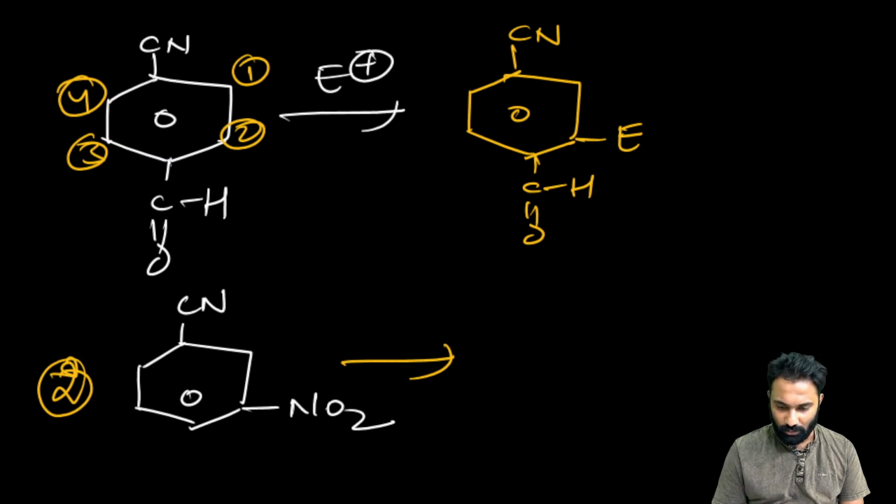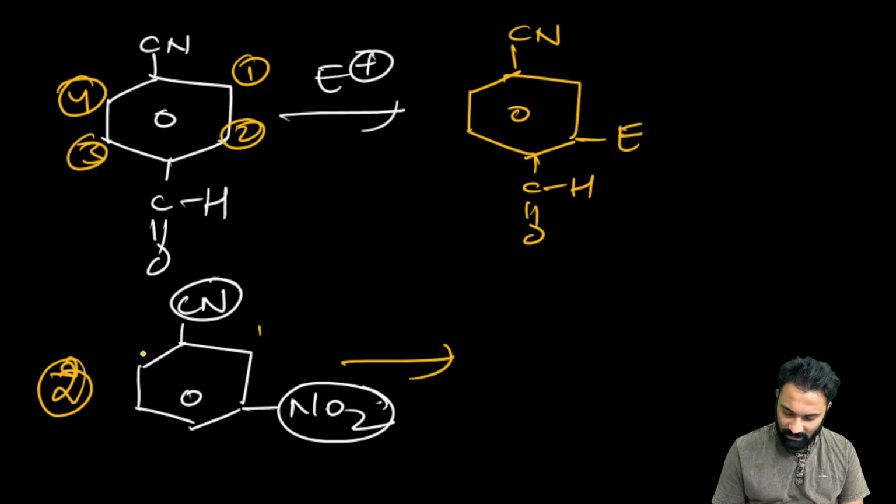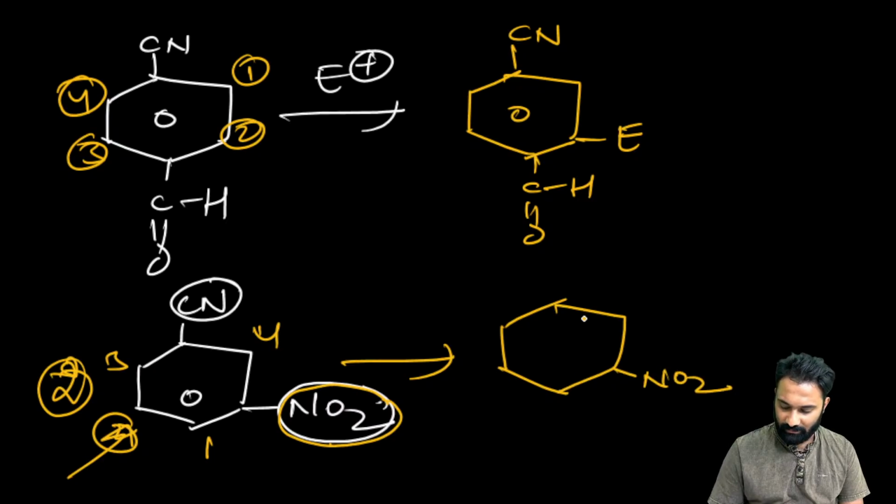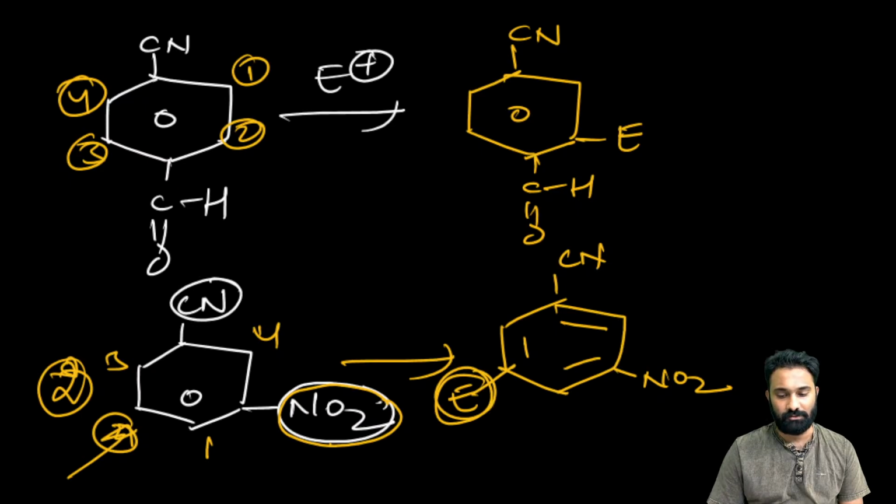Meta to NO2. Where will it attack? Meta to NO2, because among the cyanide and the NO2, NO2 is the stronger electron withdrawing group than the cyanide. If you take this as 1, 2, 3, 4, the meta position to NO2 is 2, and already one position is fixed, so only at carbon 3 will it be attacked. Right? Only at this carbon does the electrophile have the chance to attack. Here the electrophile will be added, so you have to be very careful with this one.